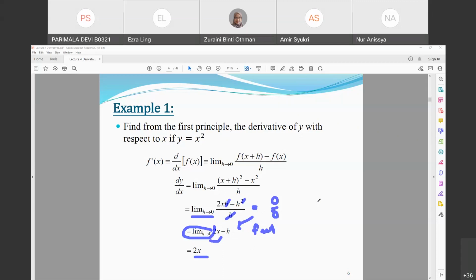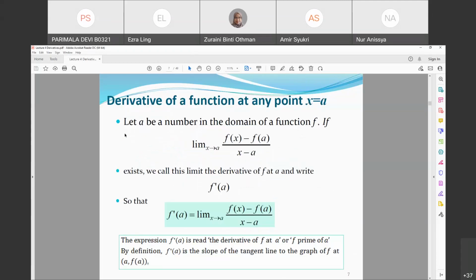Okay, are you good? Clear with me? This is the formula of first principle of differentiation. I know you raised your hand, what do you want to ask? Tekan. Okay.